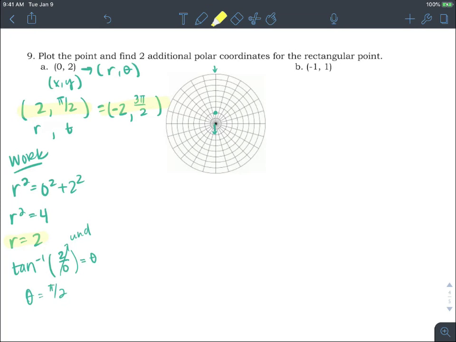So if you got something different, go ahead and write it into the question. Okay. All right. Last one. Nope, just kidding, -1 comma 1. So it's -1 comma 1.